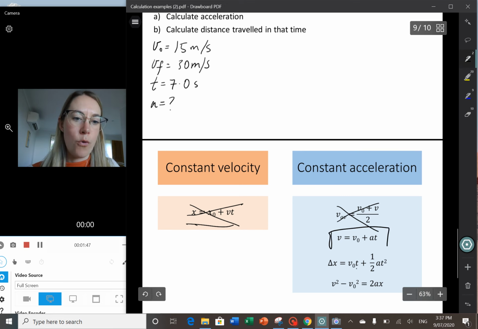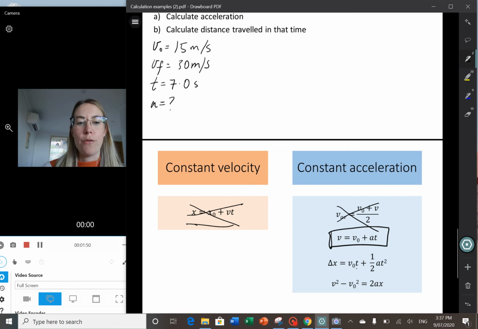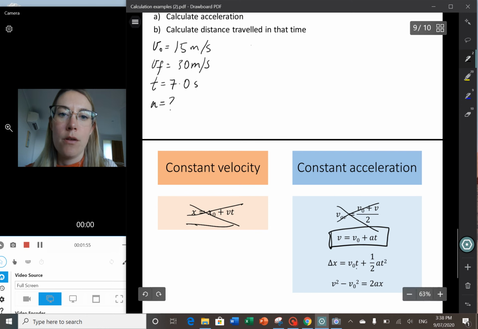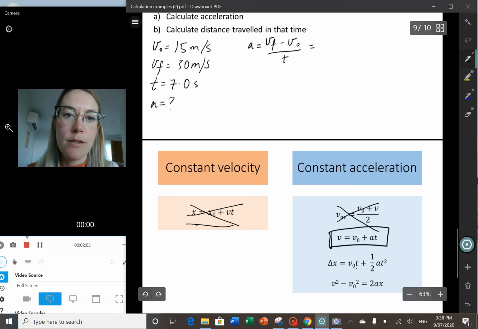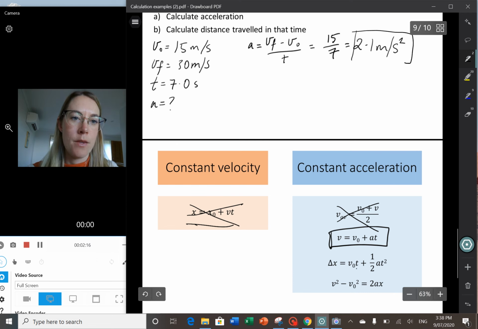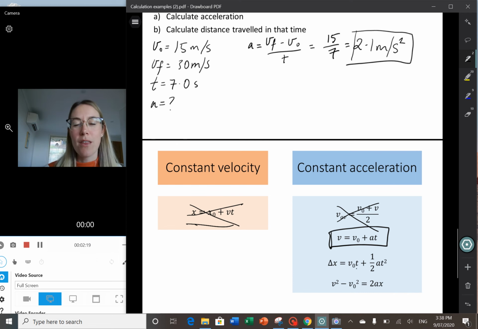So using this formula here, I'm just going to go ahead and plug those values straight into the formula. So acceleration is going to be final velocity minus initial velocity over time. 30 minus 15 is 15 over 7 seconds is going to give me 2.1 meters per second squared. Is my acceleration there. So that one's quite easy. I think the hardest part of that problem is actually just figuring out which formula to use.